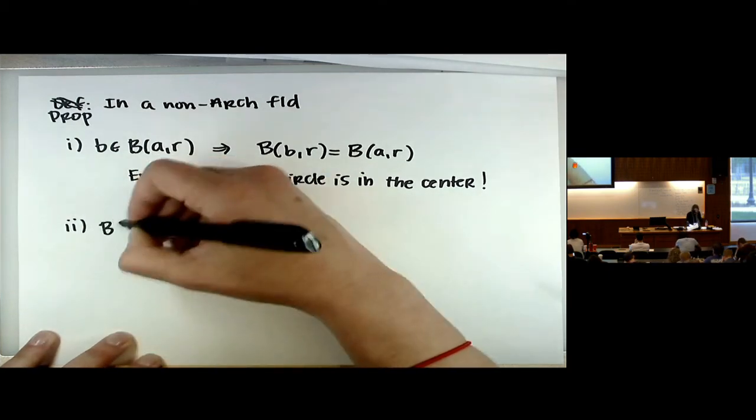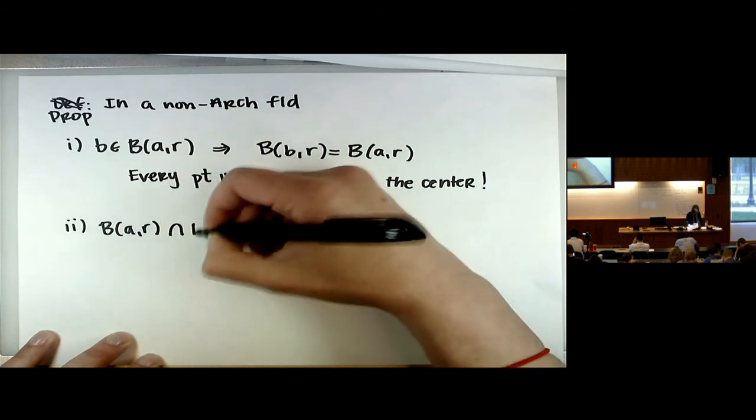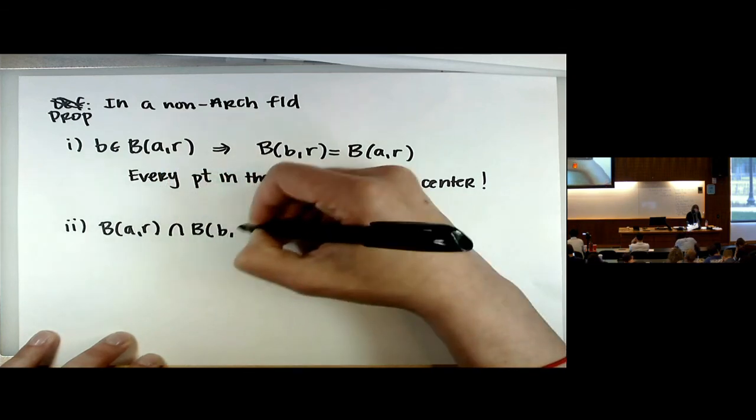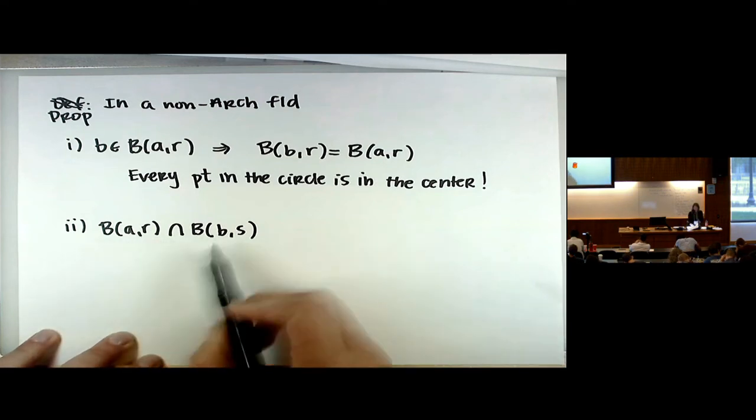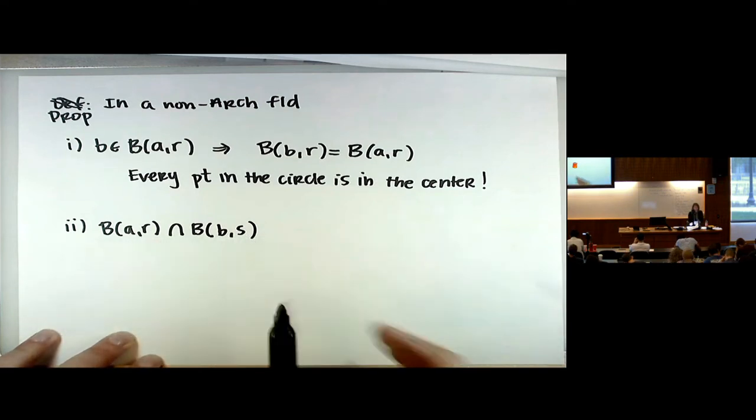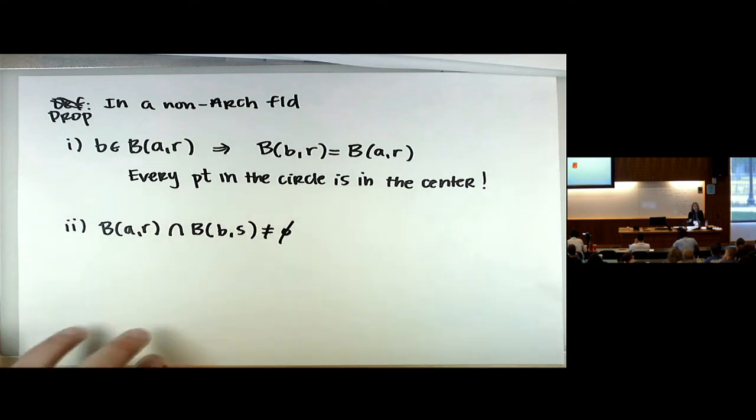Say I have 2 balls, possibly different. I have the ball centered at A with some radius and the ball centered at B with some different radius. And I assume that they intersect in some way, right? So you're imagining like a Venn diagram, maybe, because you're wrong and you're thinking in the Archimedean case.